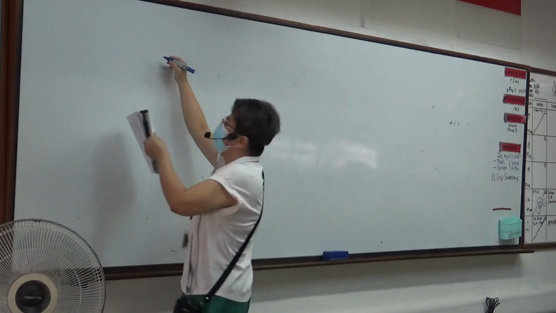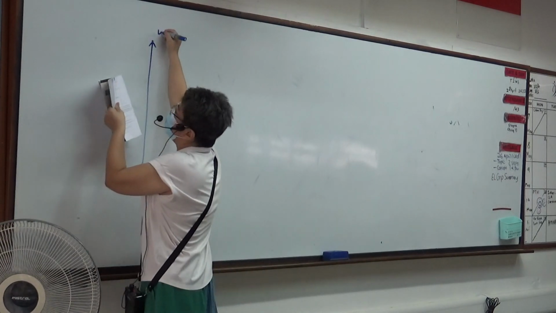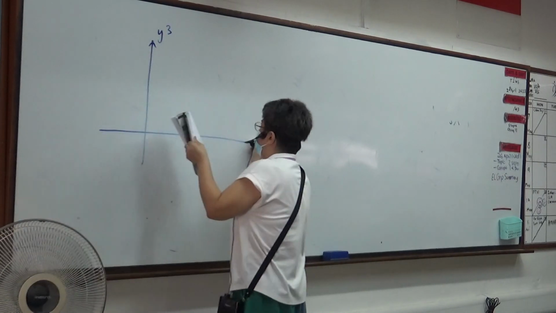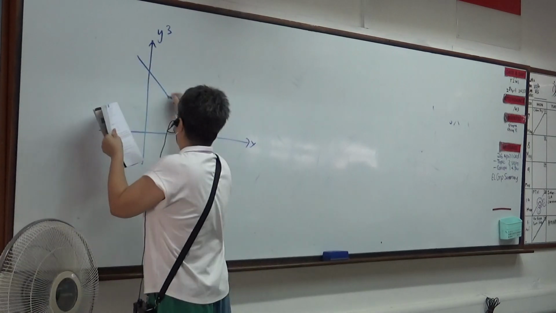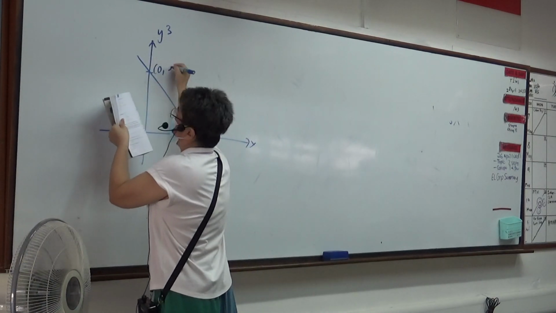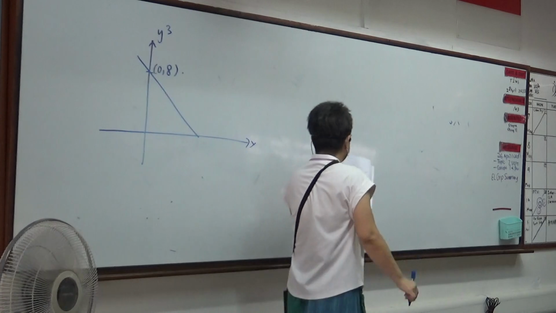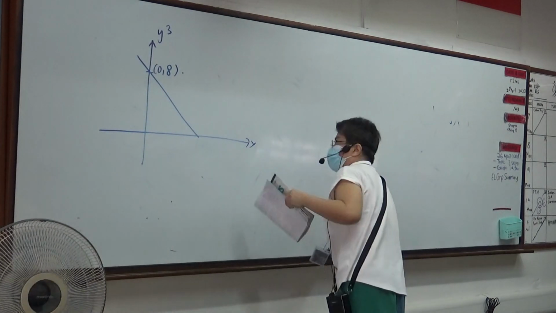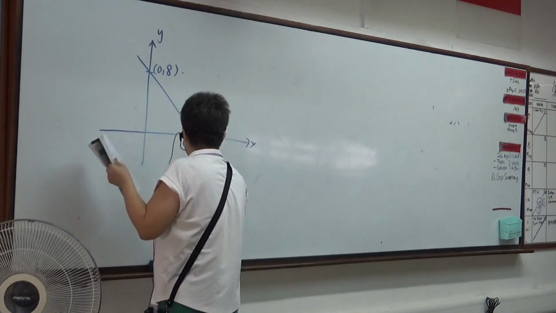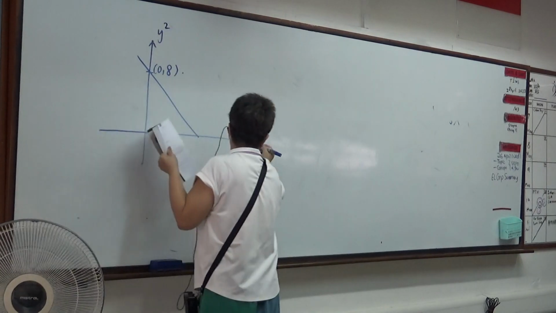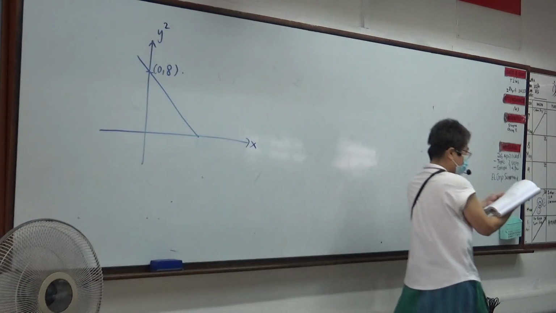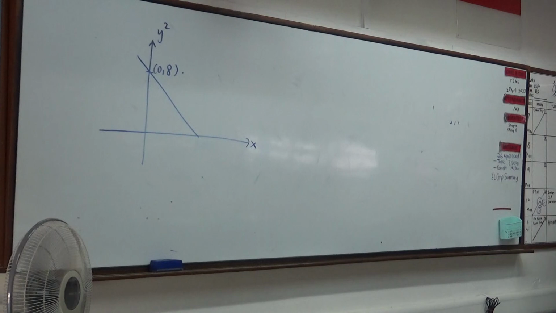Okay, this one is the type that O-levels want to set. I'm going to show you now. This point is 0, 8. And it's y, is it y squared or y cubed? Y squared. Okay, my mistake. So it's plotted y squared against x. Okay, now I'm going to show you how to do this. Actually, it's quite simple, right?